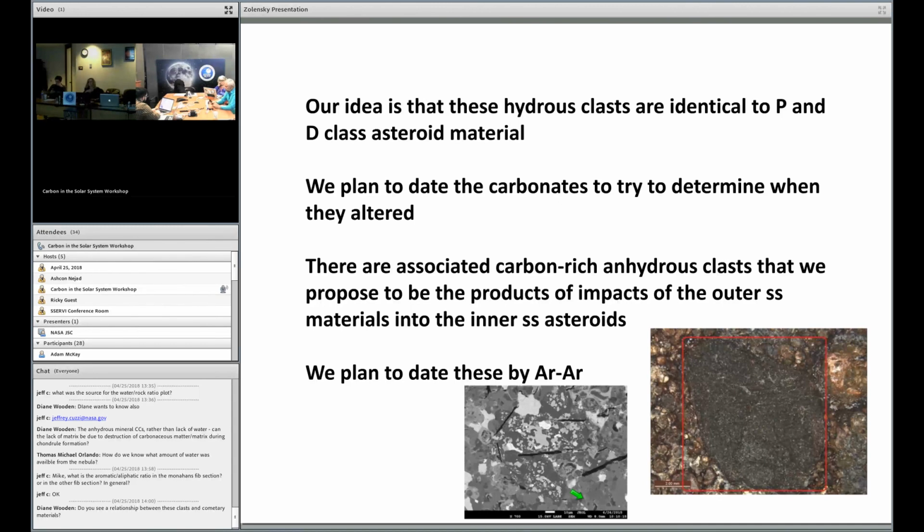Okay. But if you go on eBay, you can find one of these tonight. If you look, you can buy it, own it yourself. You can have a little P or D class asteroid in your own collection.